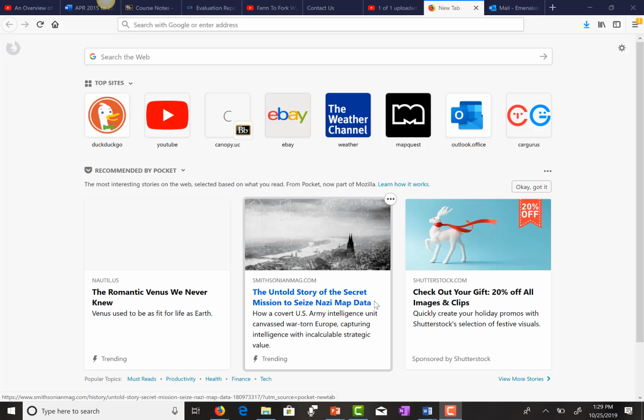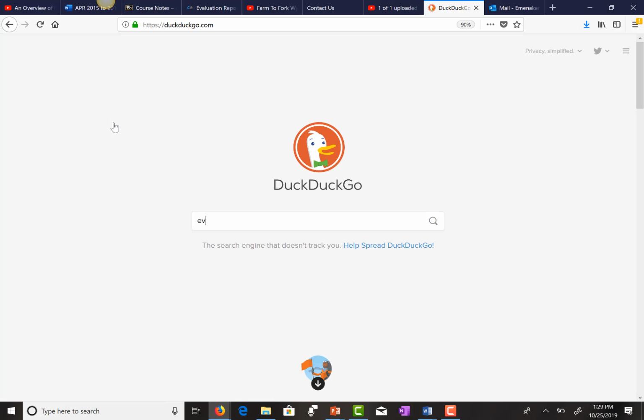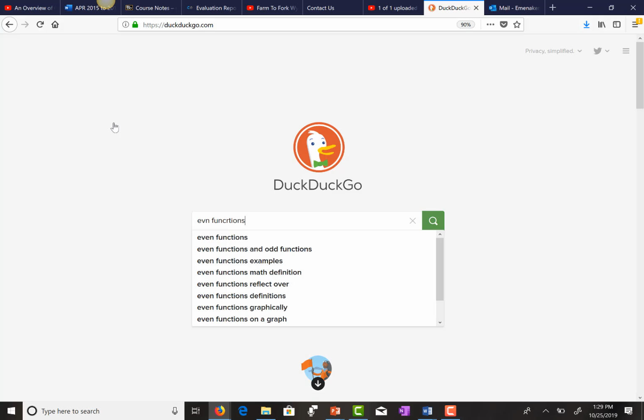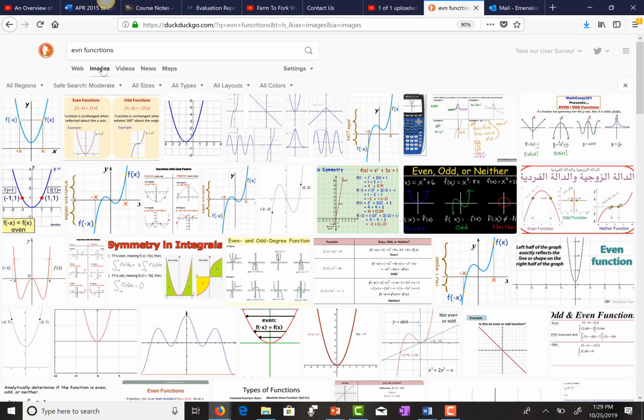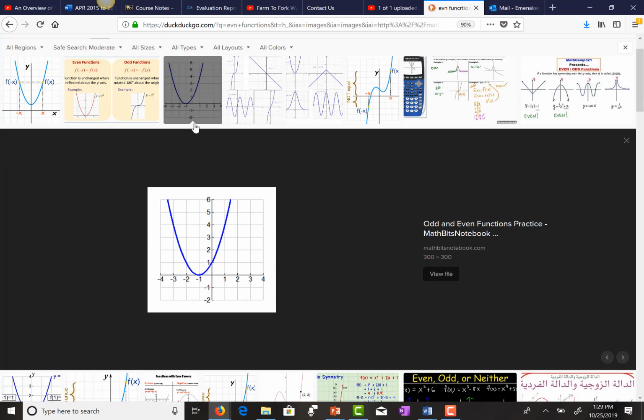Functions, what they look like. All I'm going to do here is pull up a search engine and type in even functions. Okay, and let it do a search on even functions, then I'm going to select images. And if you take a look, that's an even function.